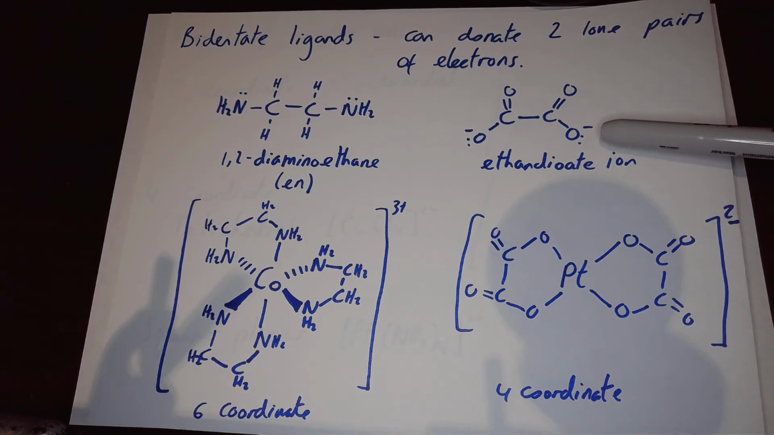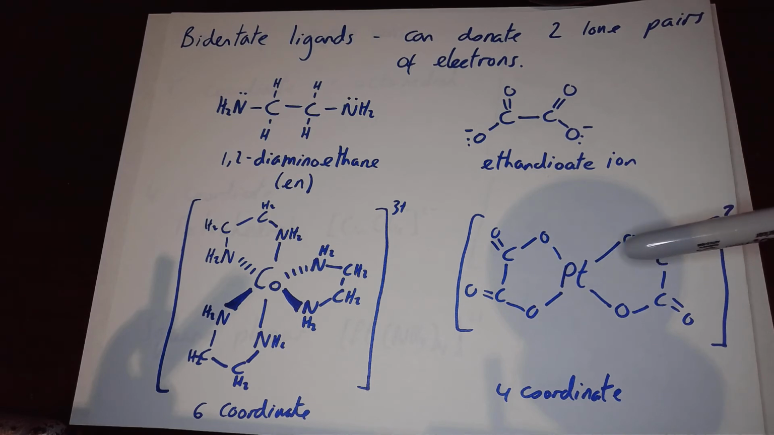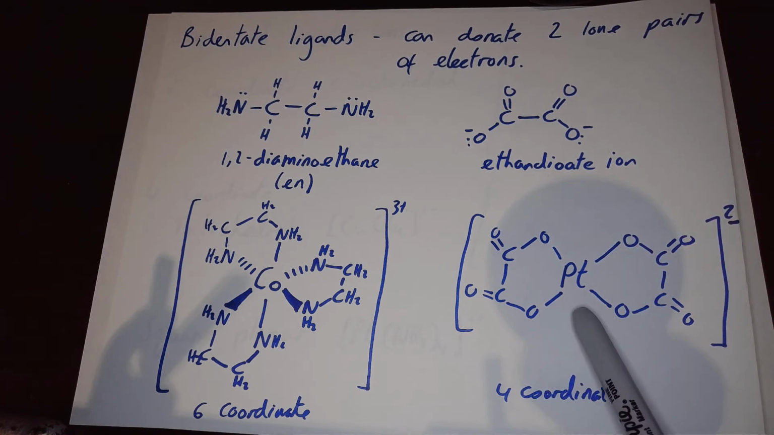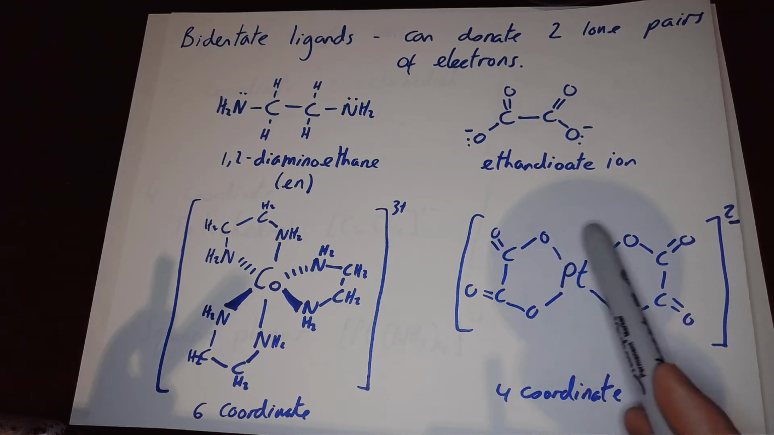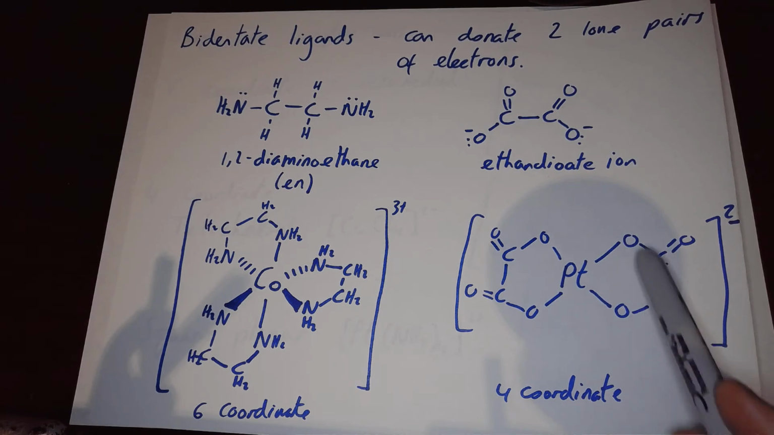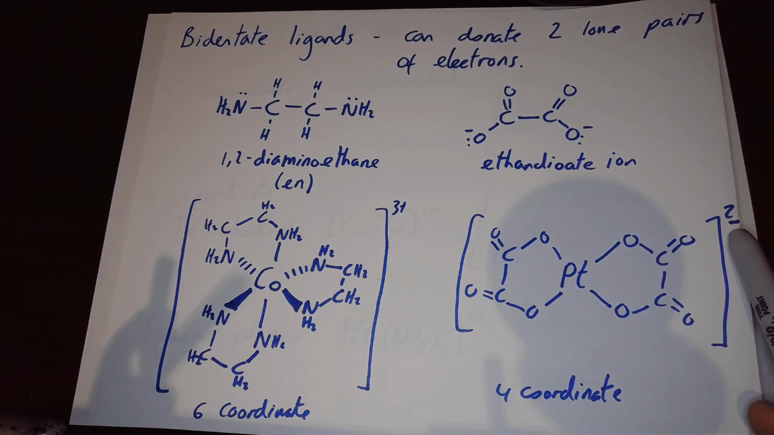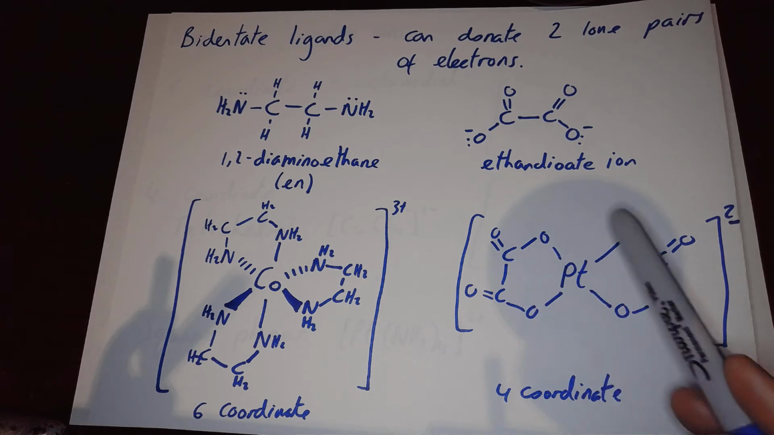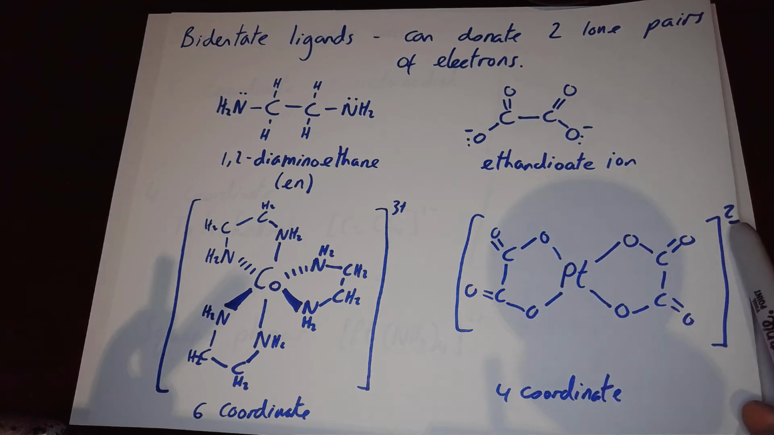Another example is the ethanedioate ion. Here it is bonding to a platinum ion. The platinum ion would have been 2+. It says 2- here because you've got 1-, 2-, 3-, 4- altogether. We don't put individual minus signs on the ligands. We add it all up and put the overall charge here. So we've got a total of 4-, 2+, so 2- altogether.